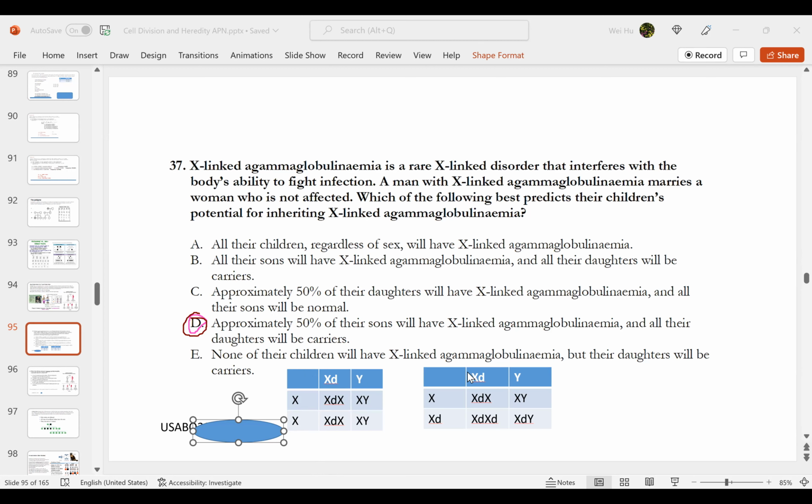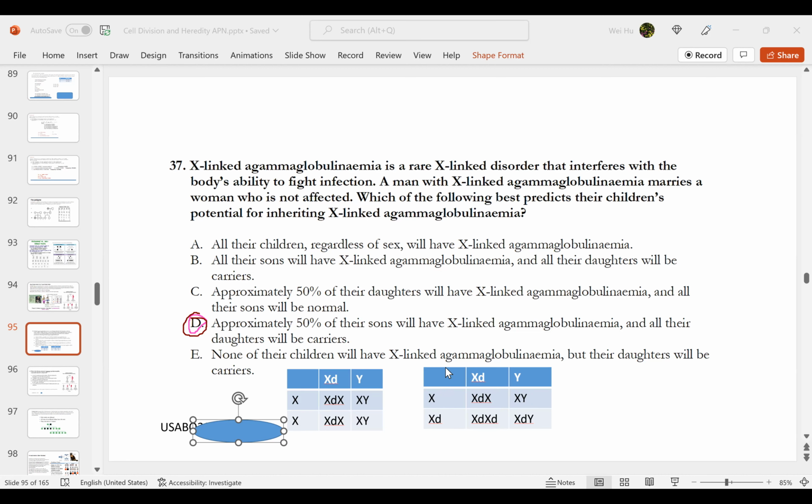So let's talk about the second situation. The second situation is that the mom is a carrier, but not showing any symptoms. Then you can see the daughter is a carrier, not showing symptoms, appearing normal. Then the second daughter gets the disease. Then one son is normal, and another one has the disease.